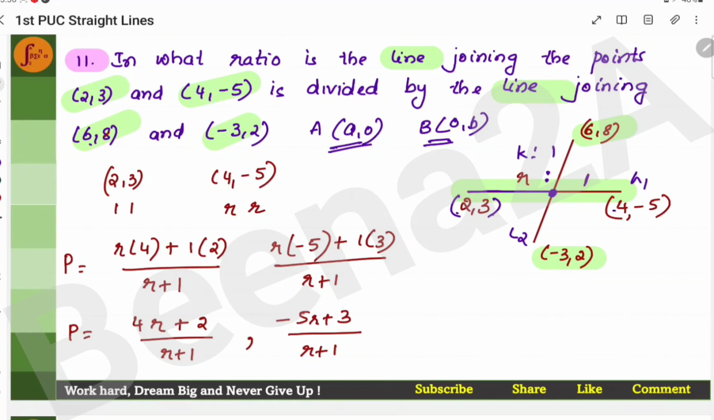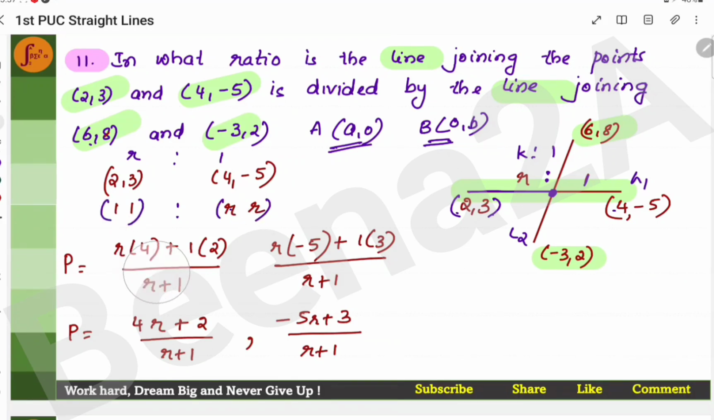Now, the first coordinate is 2, 3. Write the order. First one is 2, 3. Second one is 4, minus 5. So the ratio will be reversed. Put the ratio reversed. So don't make it like this. Make it as 1 is to R. So this second coordinate you put r, and first coordinate you put 1.